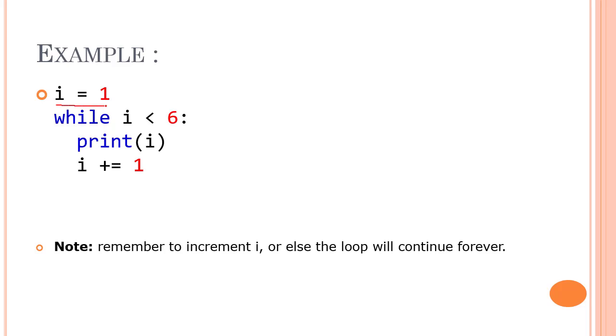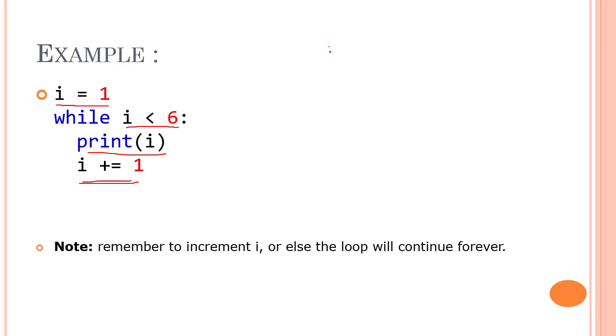So I have an initialization. Let's start with this: initially i is equal to 1. Then, while this is the condition, i is less than 6, print i. And then there is an increment or decrement operator. So I have an initialization, I have a condition, I have some statements, and then there's an increment or decrement. i is getting increased by 1.